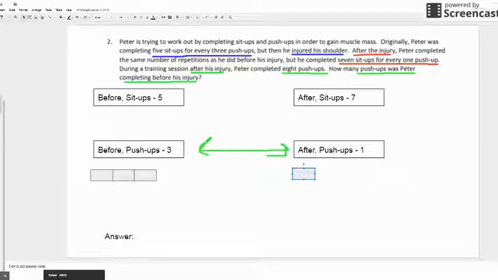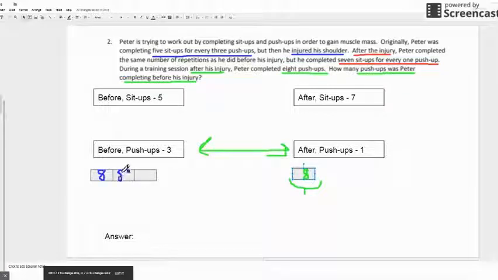So here we go. Peter completed 8. So this little box here represents 8. So remember, if this box represents 8, all of these boxes here have to represent 8. So if we want to, we could fill it in, or we could look at what it's asking us next. How many push-ups was Peter completing before injury? So here's push-ups before. So we want to know if all of those are 8. So let's go ahead and fill in our 8 now.